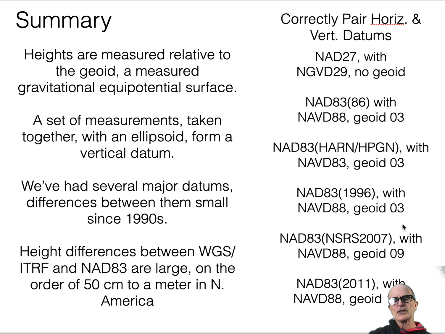If you make a mistake with these, you're making a mistake of 2 to 6 inches. If you make a mistake between the NAD83 and the ITRF, or NAD83 and the WGS84, you're making a mistake of 1.5 to 3 feet in height. So we have to be careful in using these datums, particularly in the switch between the families of datums, in both the vertical and the horizontal shifts.